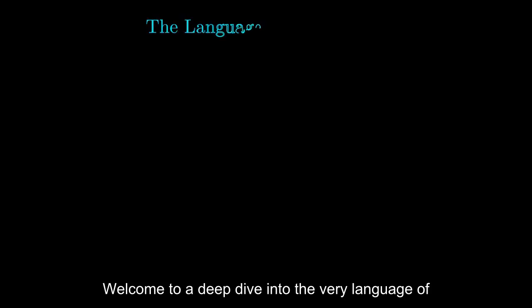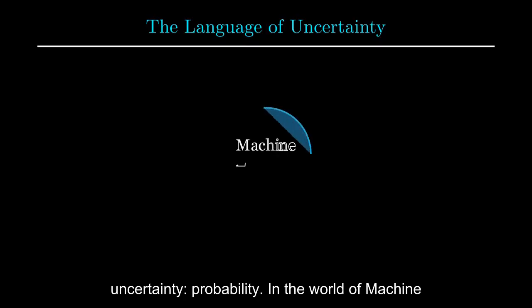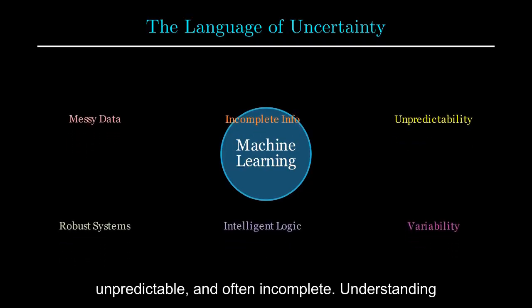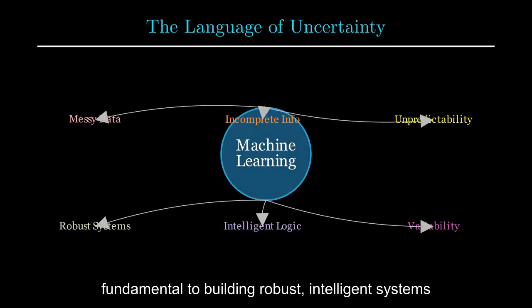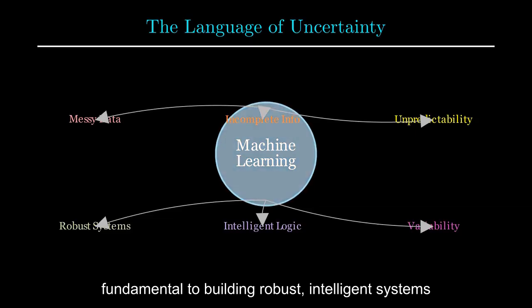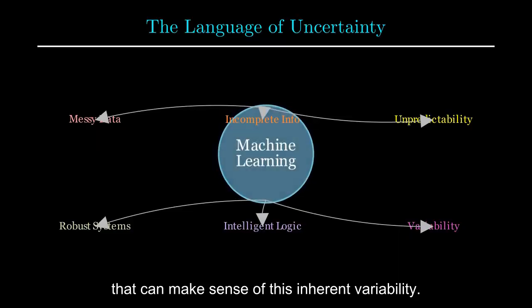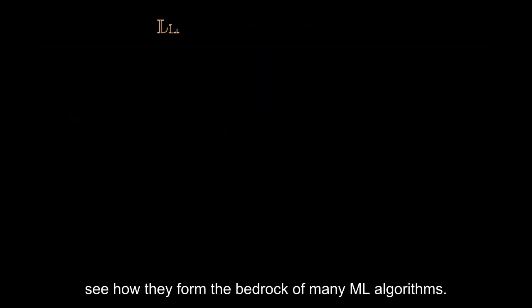Welcome to a deep dive into the very language of uncertainty, probability. In the world of machine learning, we constantly deal with data that's messy, unpredictable, and often incomplete. Understanding probability isn't just a mathematical exercise, it's fundamental to building robust, intelligent systems that can make sense of this inherent variability. Today, we'll demystify core probability concepts and see how they form the bedrock of many ML algorithms.